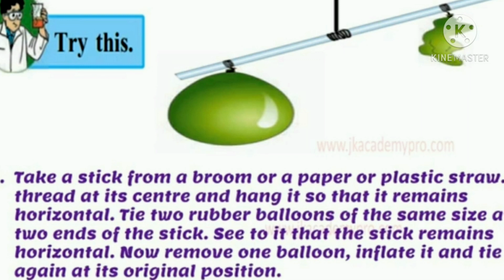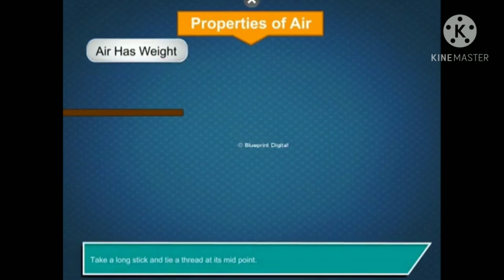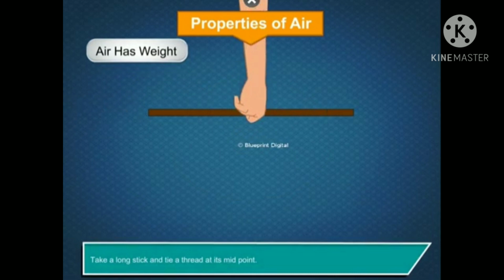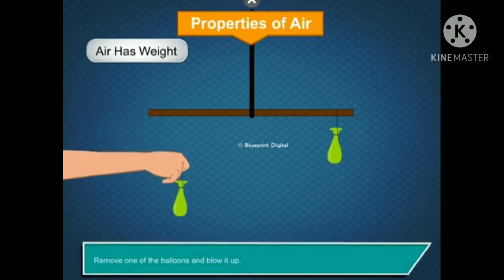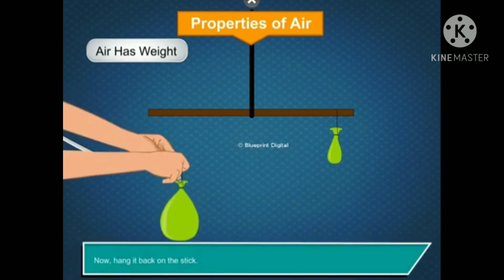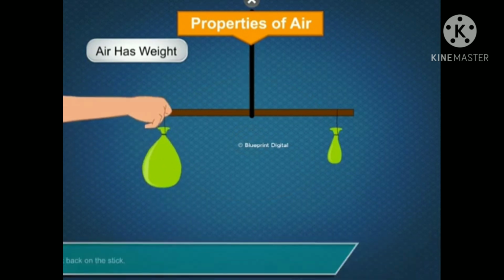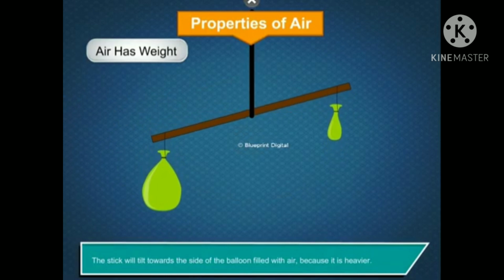What to do? Let's see the first activity. Take a stick from a broom or a paper or plastic straw. Tie a thread at its center and hang it so that it remains horizontal. Now, tie 2 rubber balloons of the same size at the 2 ends of the stick. Now, remove one balloon, inflate it, that is, blow air into it, and tie it again at its original position, that is, on one end of the stick.